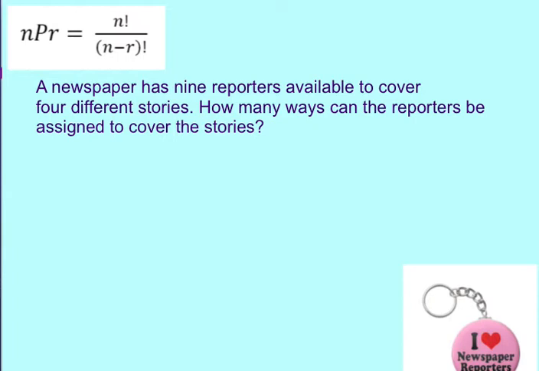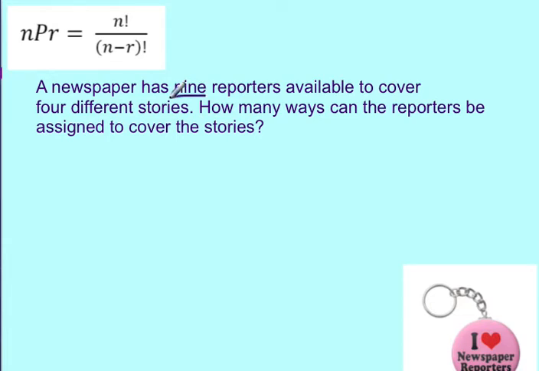So let's take a look at number 8. It says a newspaper has 9 reporters available to cover 4 different stories. How many ways can they be assigned to cover the stories? Now some students say to me, well, order doesn't really matter then, does it? And it actually does. Think about it this way. If I had a story on giraffes, elephants, zebras, and tigers, and I assigned Susie to giraffes and I assigned Jerome to tigers, that would be different than if Susie had tigers and Jerome had giraffes. Okay, so that was kind of a tongue twister there. So in that way, the order does matter, which is why we're going to use a permutation here.